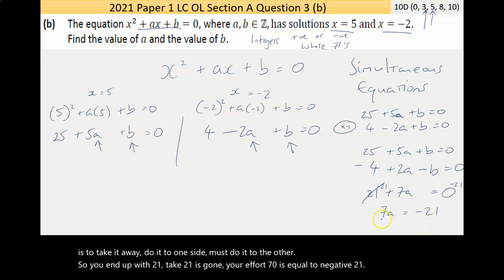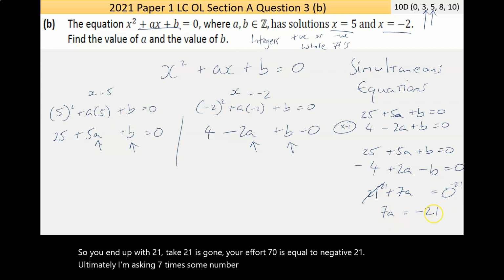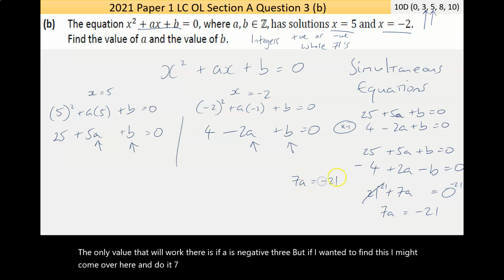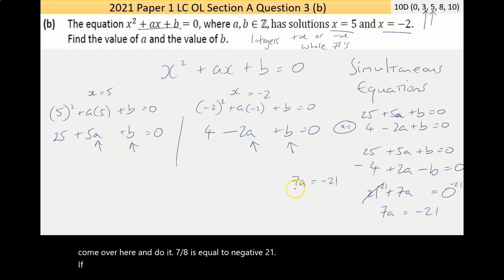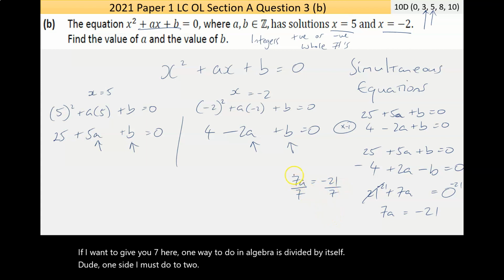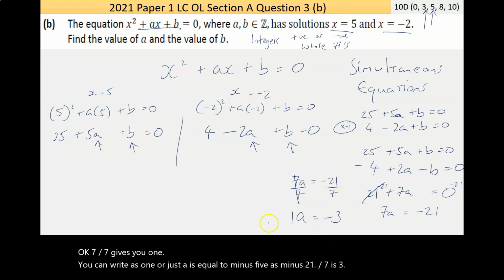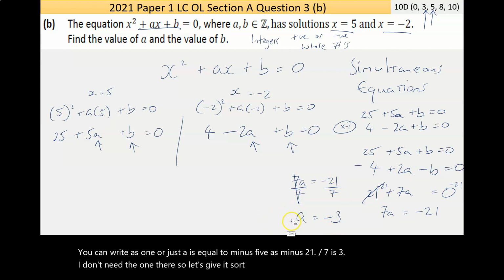Now, ultimately, I'm asking 7 times some number gives negative 21 as an answer. The only value that will work there is if a is negative 3. But if I wanted to find this, I might come over here and do it. 7a is equal to negative 21. Now, if I want to get rid of the 7 here, one way to do it in algebra is to divide it by itself. Do it to one side, I must do it to the other. Okay, 7 divided by 7 gives you 1. You can write as 1a or just a is equal to minus divided by plus is minus. 21 divided by 7 is 3. I don't need the 1 there, so let's get rid of it so it's not confusing.